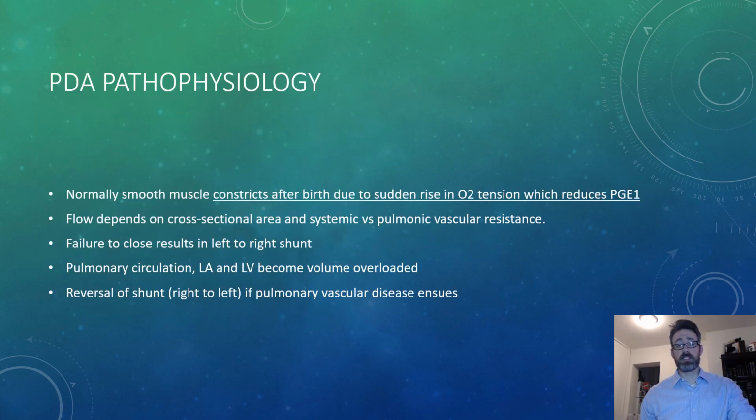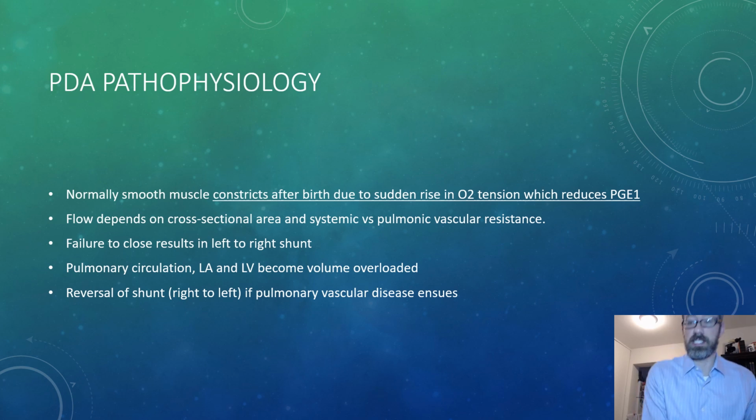In terms of the pathophysiology, normally the smooth muscles will constrict after birth due to that sudden rise in oxygen tension, which reduces that PGE1. Now, in terms of the flow, it's going to depend on how patent it is, right? That cross-sectional area, as well as the systemic versus pulmonic vascular resistance.